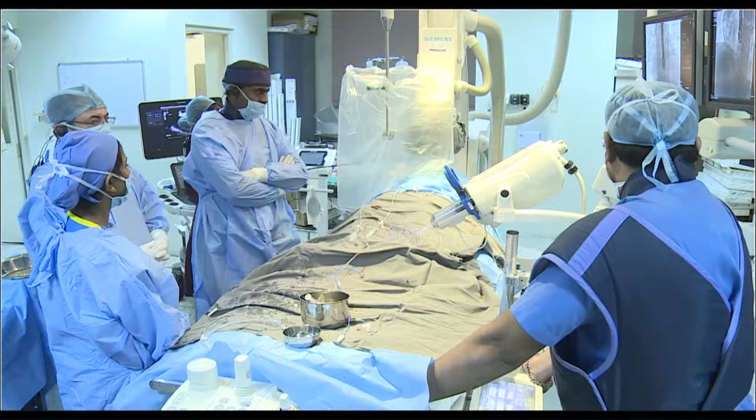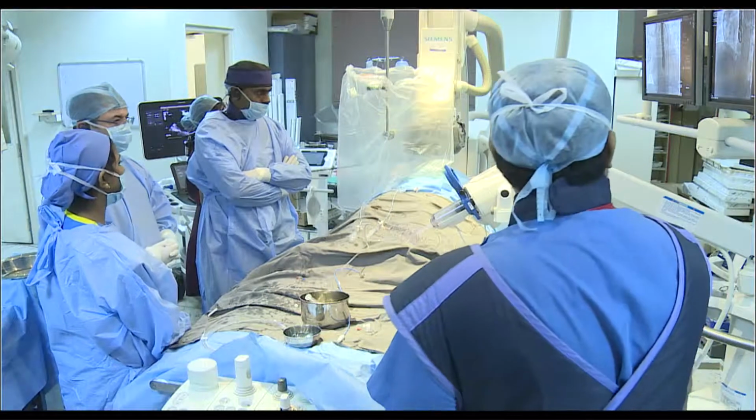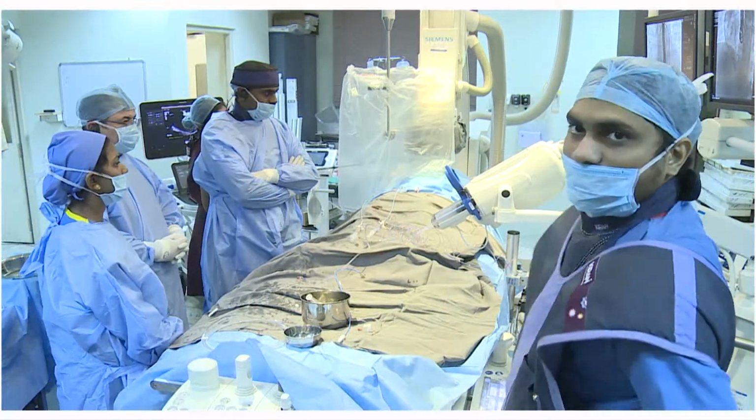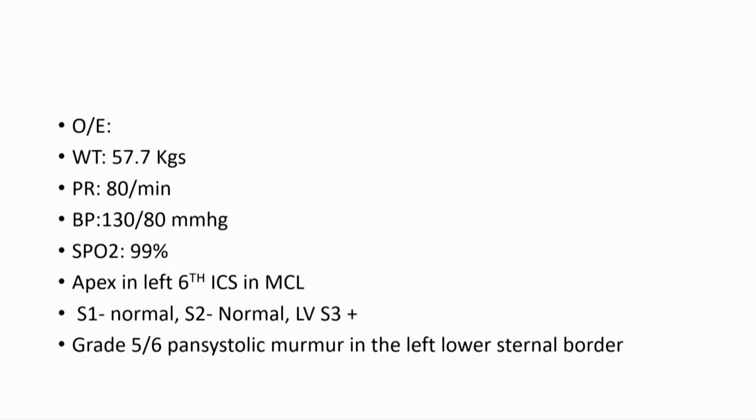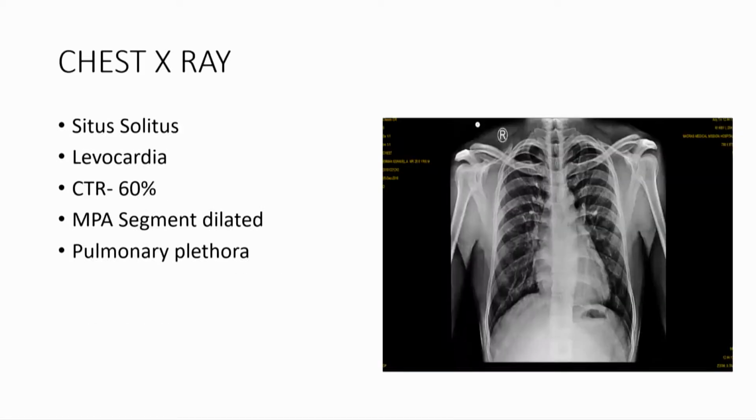A 26-year-old male was diagnosed to have congenital heart disease at 2 years of age, and was relatively asymptomatic in childhood. Now he has NYHA class 2 exertional intolerance. On examination, weight is 57.7 kg, pulse rate is 80 per minute, blood pressure is 130 by 80 millimeters of mercury, saturation 99%. Apex is in the left 6th intercostal space in the midclavicular line, S1 S2 normal, LV S3 present, grade 5 by 6 pansystolic murmur in the left lower sternal border.